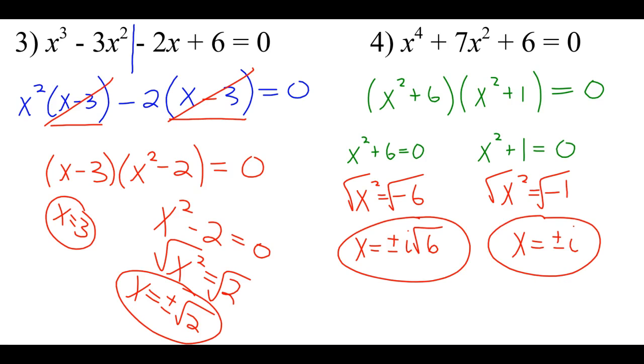You can see, follow along the steps and pause if you need to. But all 4 answers are imaginary. So we have plus or minus i square root of 6, and we have plus or minus i. So that tells us that this polynomial will never cross the x-axis.